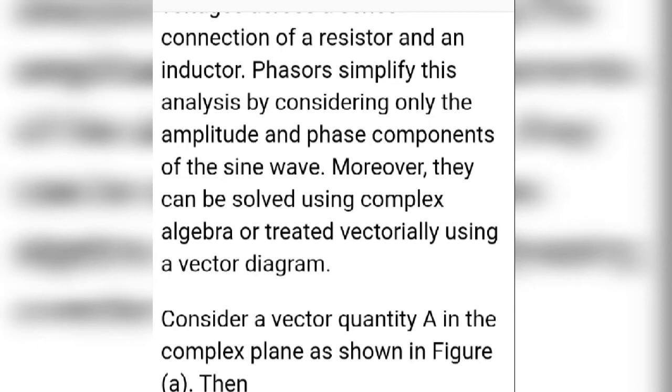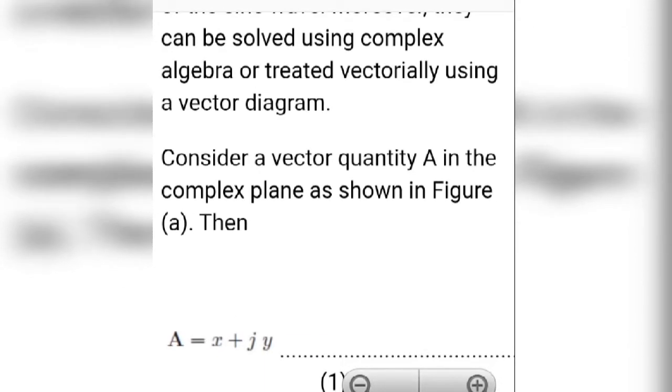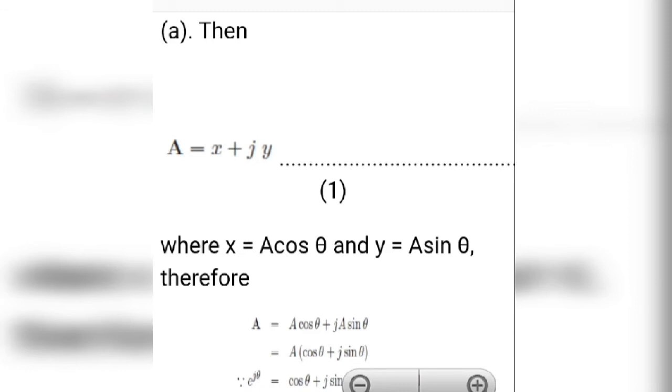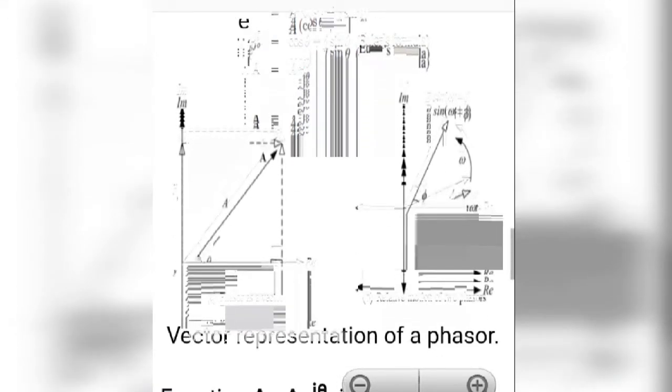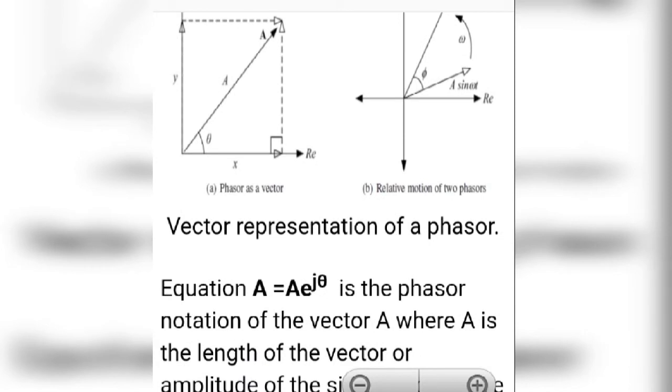Consider a vector quantity A in a complex plane as shown in the figure. Then the vector quantity A is equal to x plus jy, where x is A cos theta and y is A sin theta. Therefore, A cos theta and A sin theta are shown graphically in these angles. This vector represents a phasor equation.